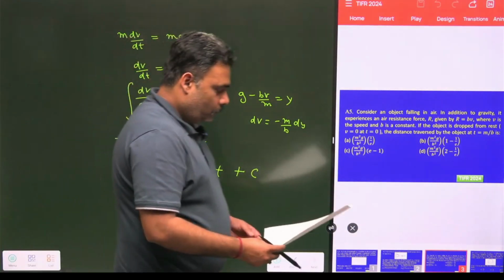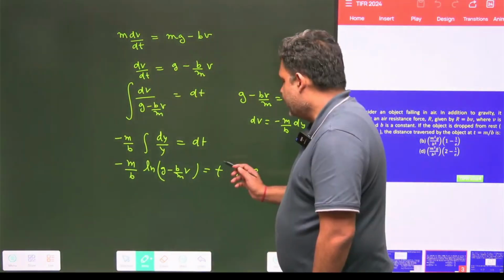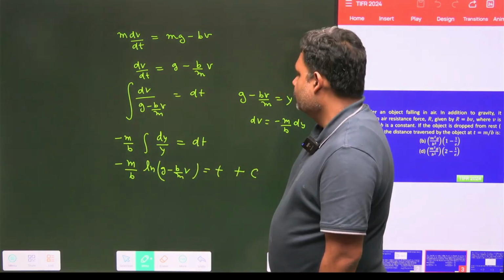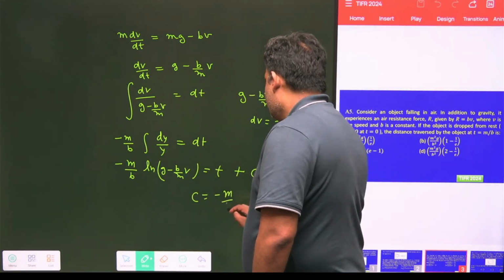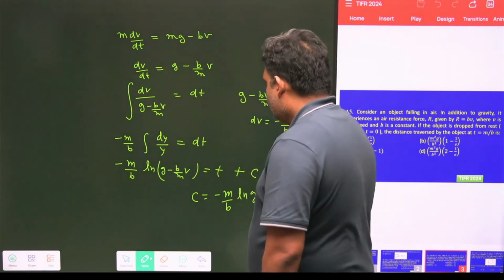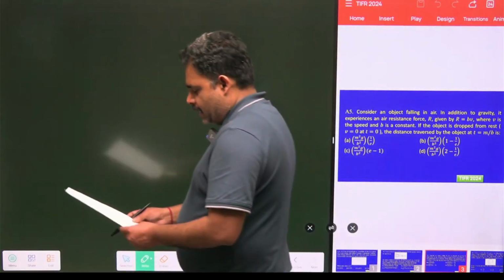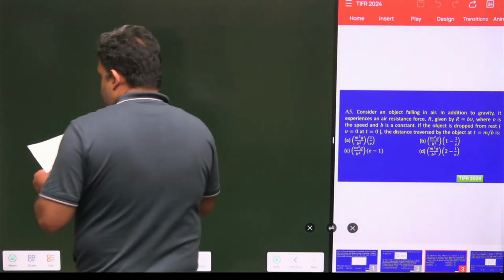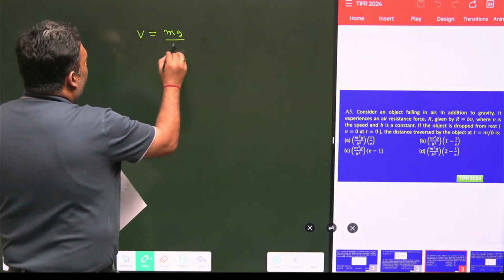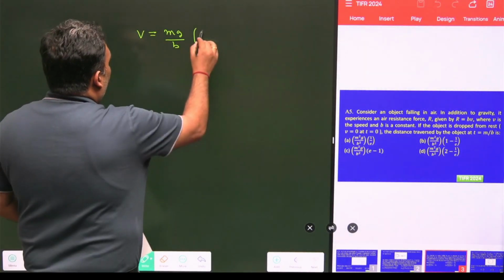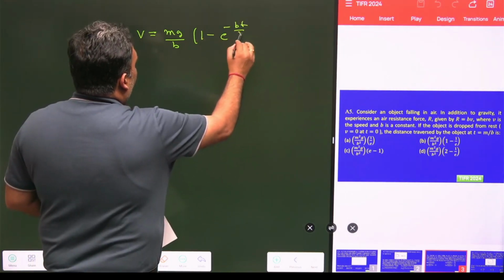So what we have to do is just find this particular constant. It is given that at t is equal to 0, v is equal to 0. So c is equal to minus m by b ln g. Now we can rewrite this particular equation, and once we rewrite it, we have v is equal to mg by b times (1 minus e to the power minus bt upon m).